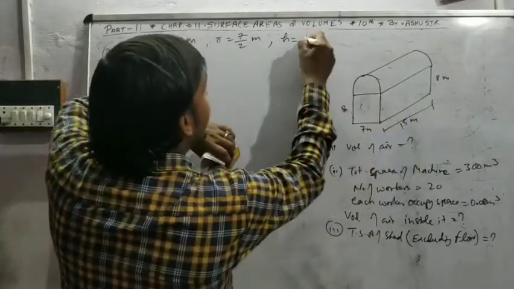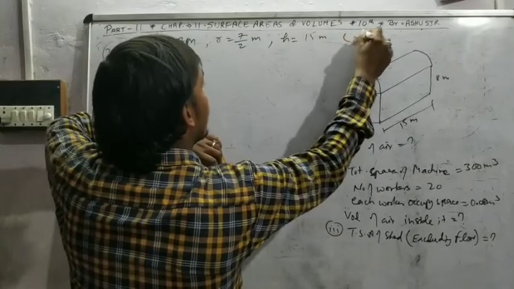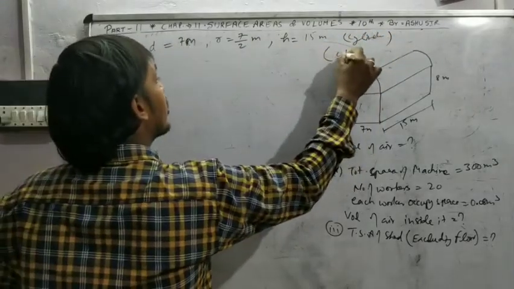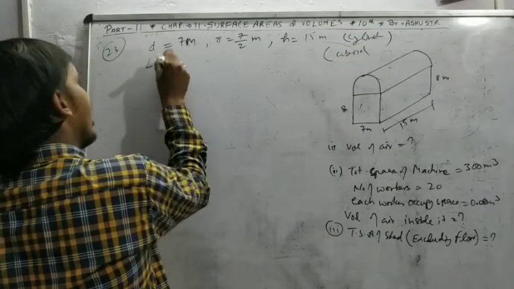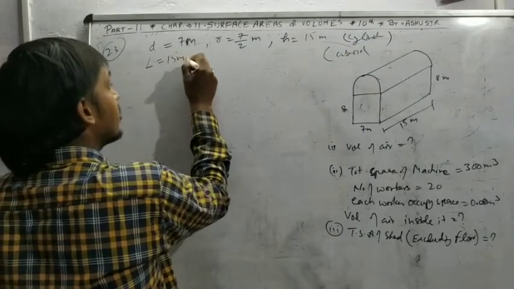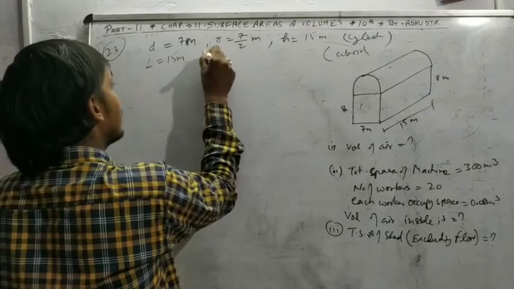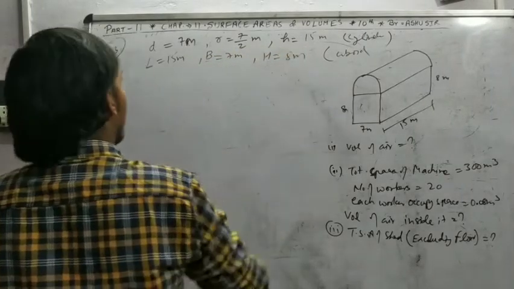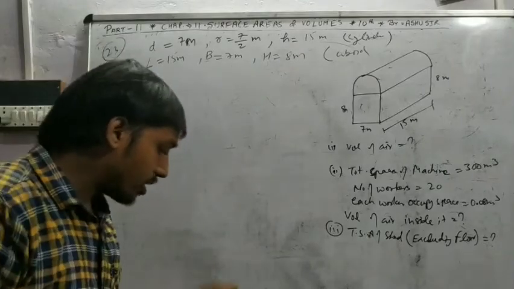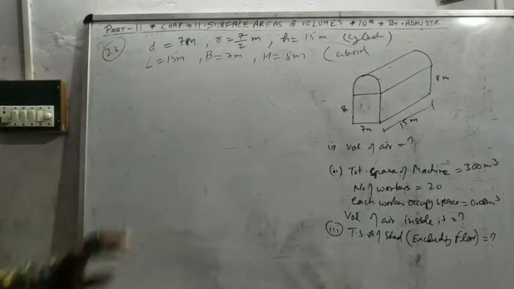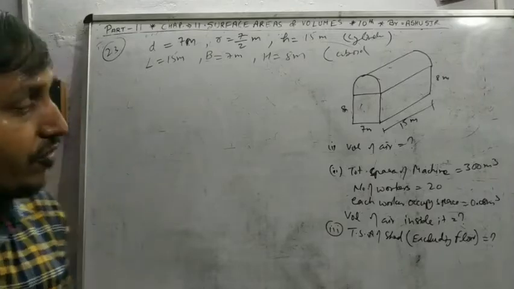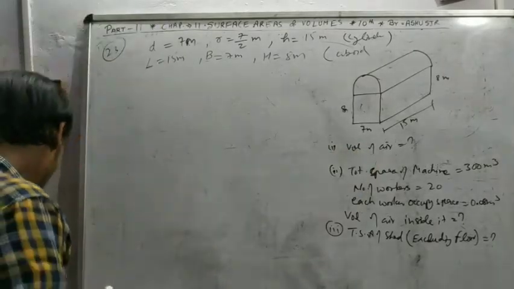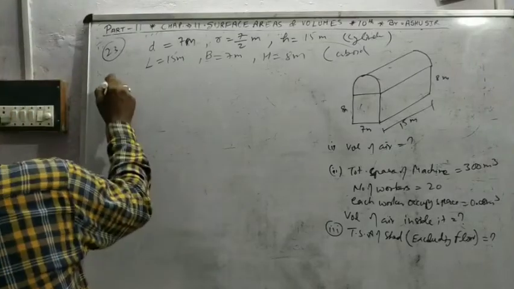The height of the cylindrical portion is 15 meter. This is for the cylinder, and for the cuboid, length 15 meter, breadth 7 meter, height 8 meter. Because here is the combination of two figures, you have to find the dimension of each. Firstly, you want to find the volume of air, volume of space.